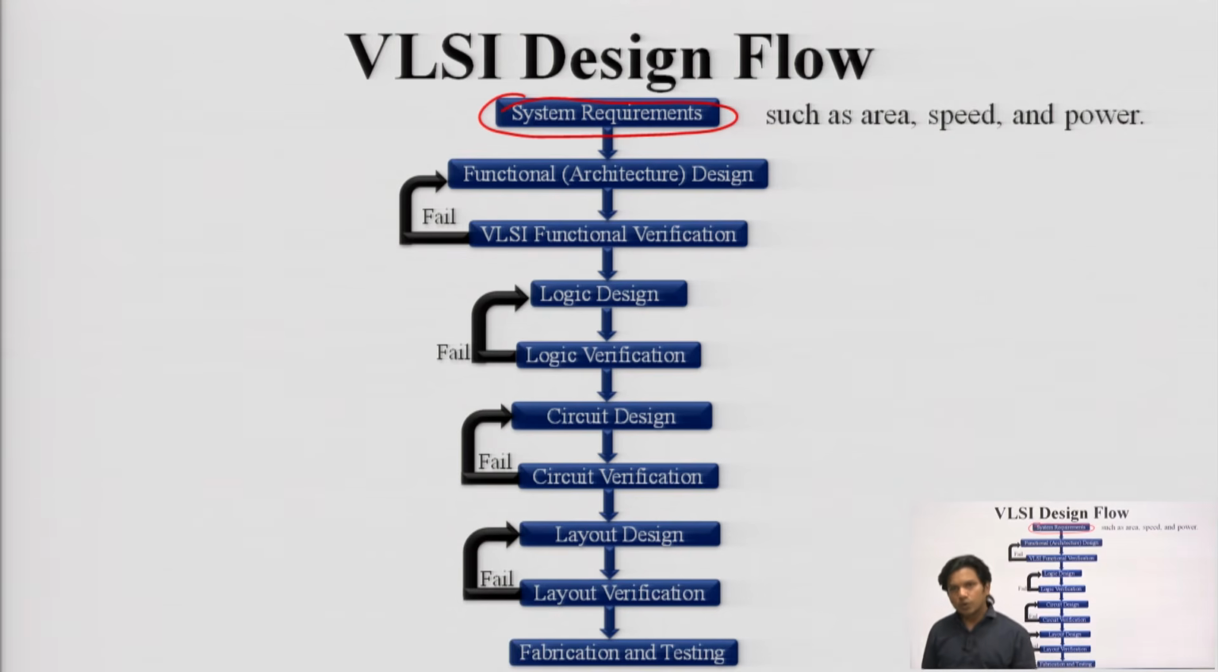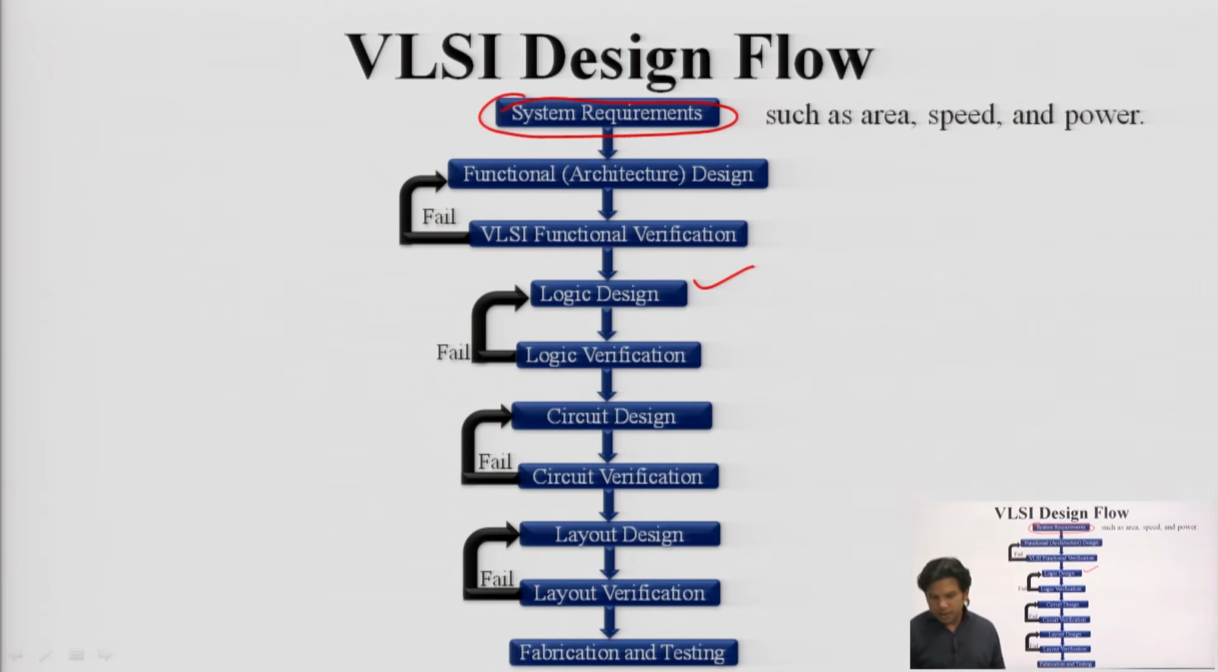Why do we go for the verification? Because once you verify, you can observe whether you are getting the correct output or not. Otherwise you have to repeat the cycle and modify your function block based on the requirement. Then you go for the logic design. Once the logic design is done, you move on to verification. Once your expectation is met, you can go to the next stage, otherwise you have to repeat that stage.